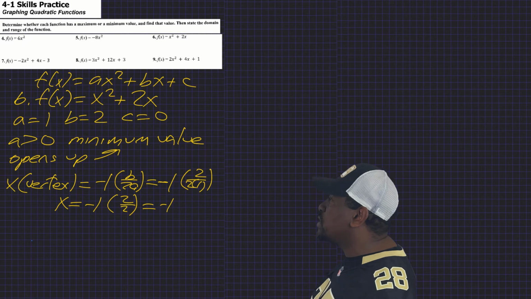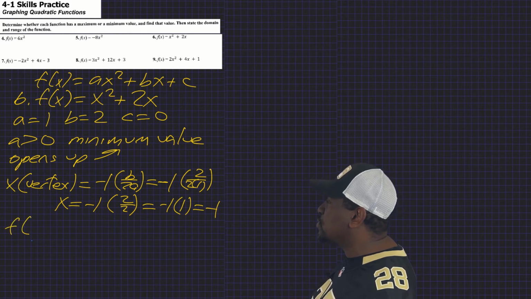Using order of operations, 2 times 1 will be 2. 2 divided by 2 is 1. And so now the final calculation is negative 1 times 1, which is negative 1.